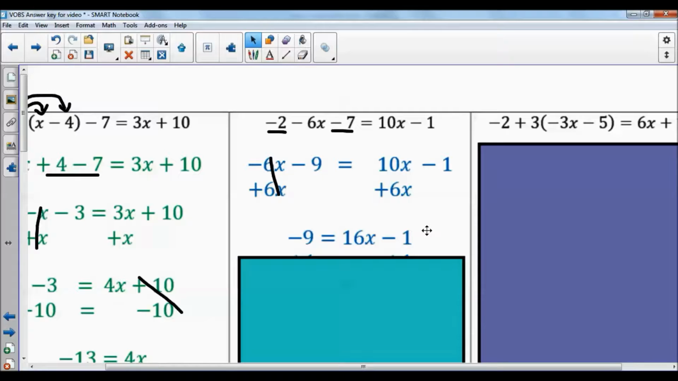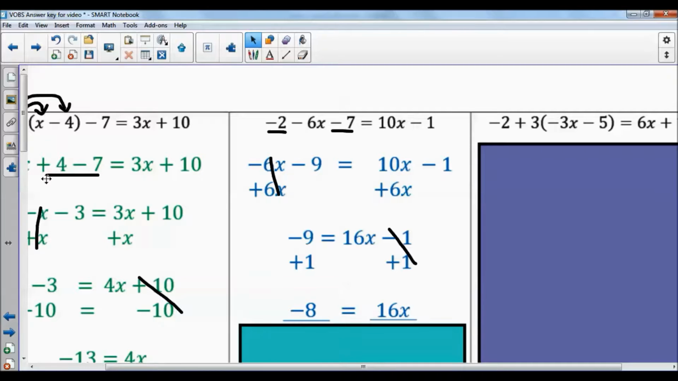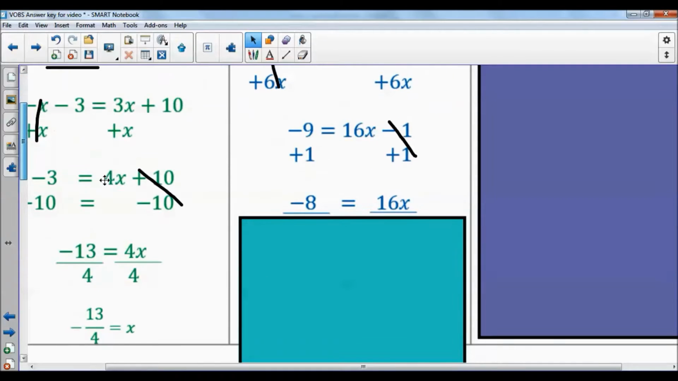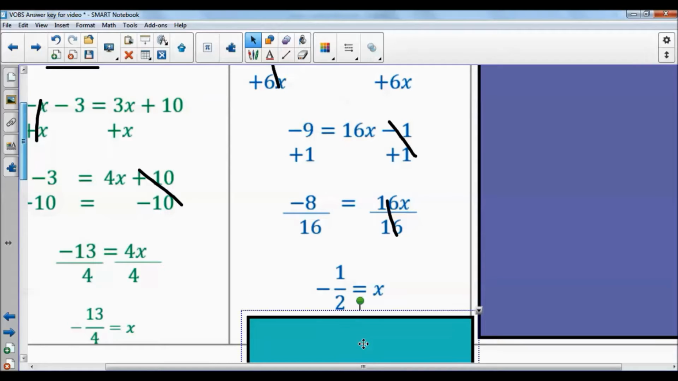Okay, now I have a two-step equation, and I just want to get my x all by itself. So I'm going to get rid of this minus 1 first by adding 1 to both sides. So then our 1's are going to cancel out, and I have negative 9 plus 1 is negative 8, which is equal to 16x. Then this is a one-step equation. We need to get rid of this 16 in front of the x, so we're going to divide by 16 on both sides. Again, those 16's are going to cancel out, and I have negative 8 over 16 is equal to x, or that's also equal to negative 1/2, right?